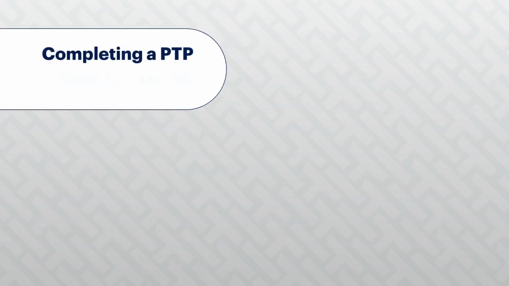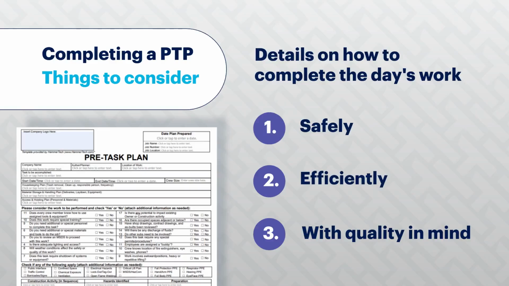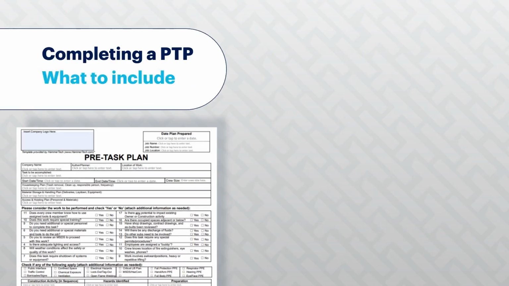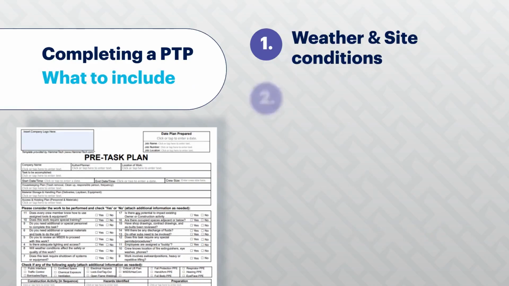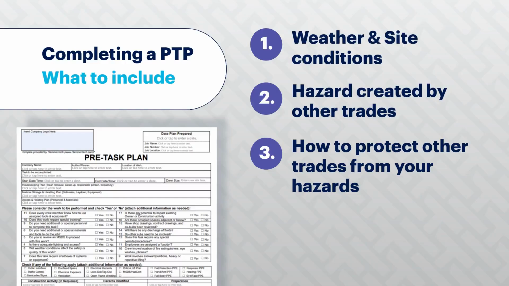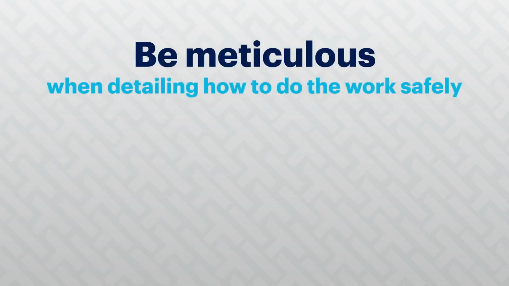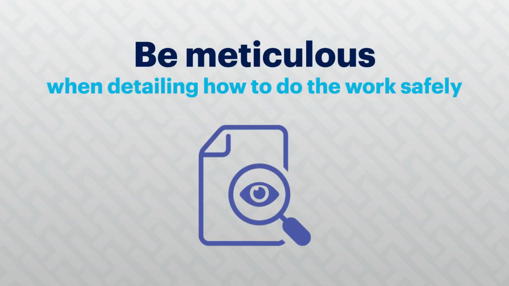When completing your PTP, you want to include all the details that contribute to how you're going to get that day's work done safely, efficiently, and with quality in mind. Include things like weather and site conditions, hazards in your area created by other trades, and how you protect them from the ones that you create, and any other variable conditions that differ from the JHA plan. Be meticulous when detailing how the work will be conducted safely.